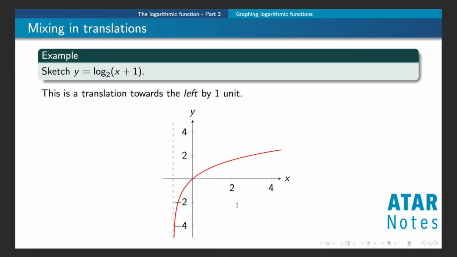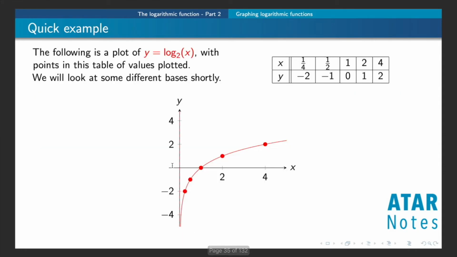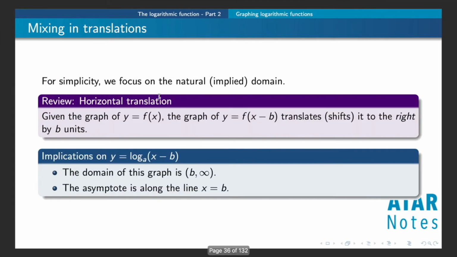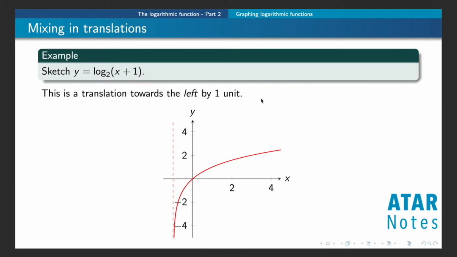So here, if I tell you to sketch y equals log base 2 of x plus 1, well, you will start by looking at your graph of y equals log base 2 of x, or you will keep a mental note of that. But then, because here we have a plus 1, our b in this expression would be minus 1, and hence you're translating to the right by negative 1 unit, which really is saying you translate to the left by 1 unit. So hopefully you'll be comfortable accepting that.